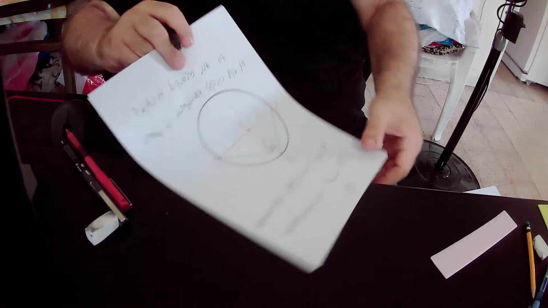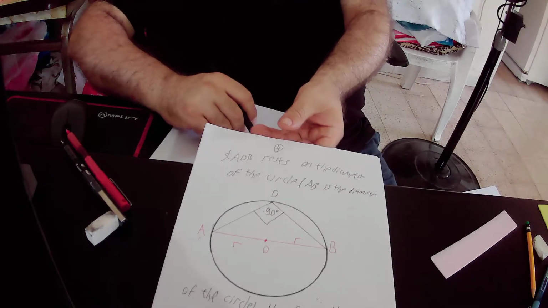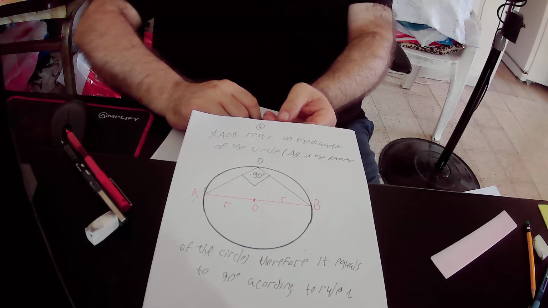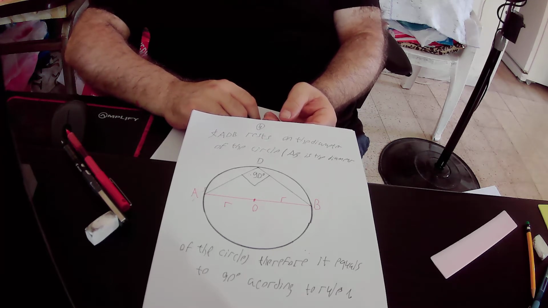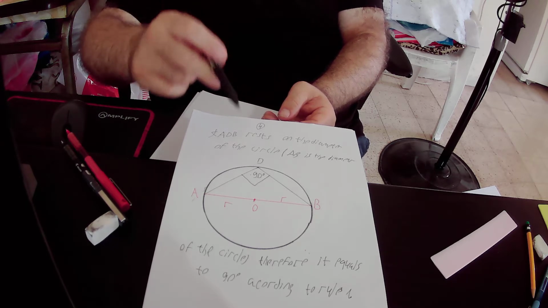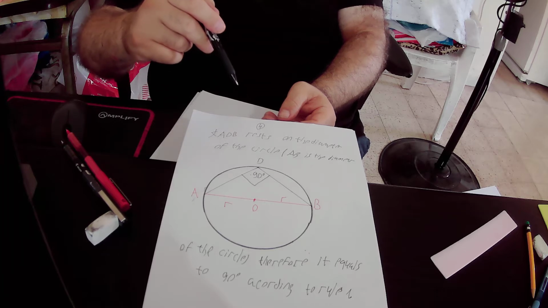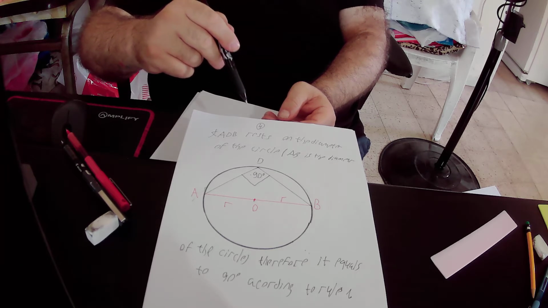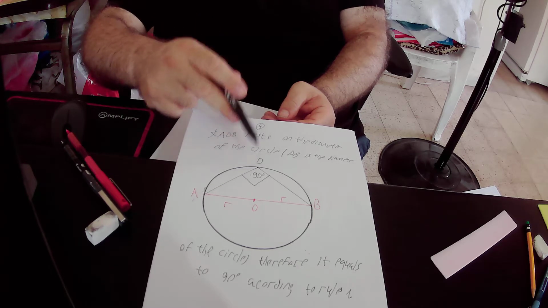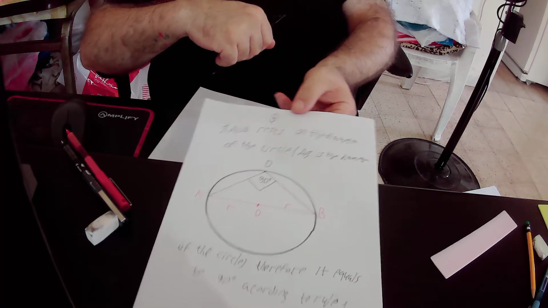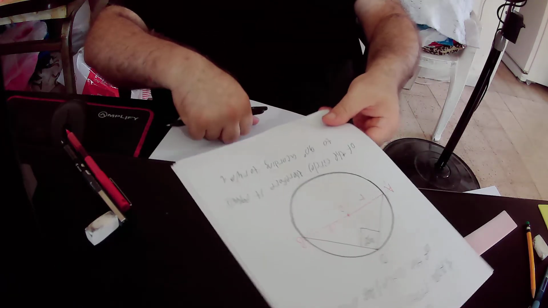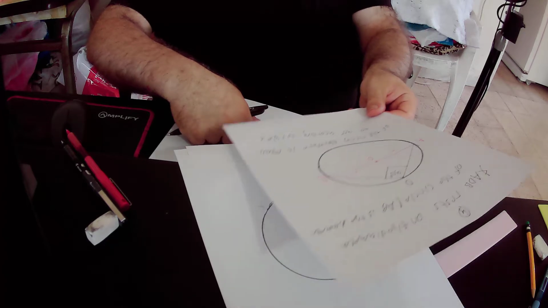So I will read again what I wrote. Angle ADB rests on chord AB, that is the diameter of this circle. Therefore, according to rule number 1, it equals 90 degrees. Angle ADB equals 90 degrees. Okay, so that is the example of rule number 1.